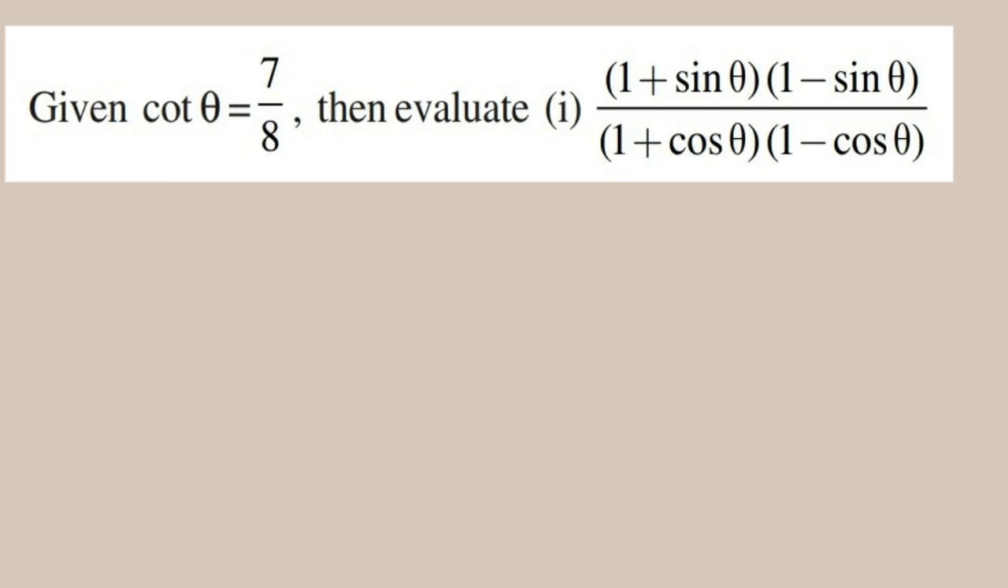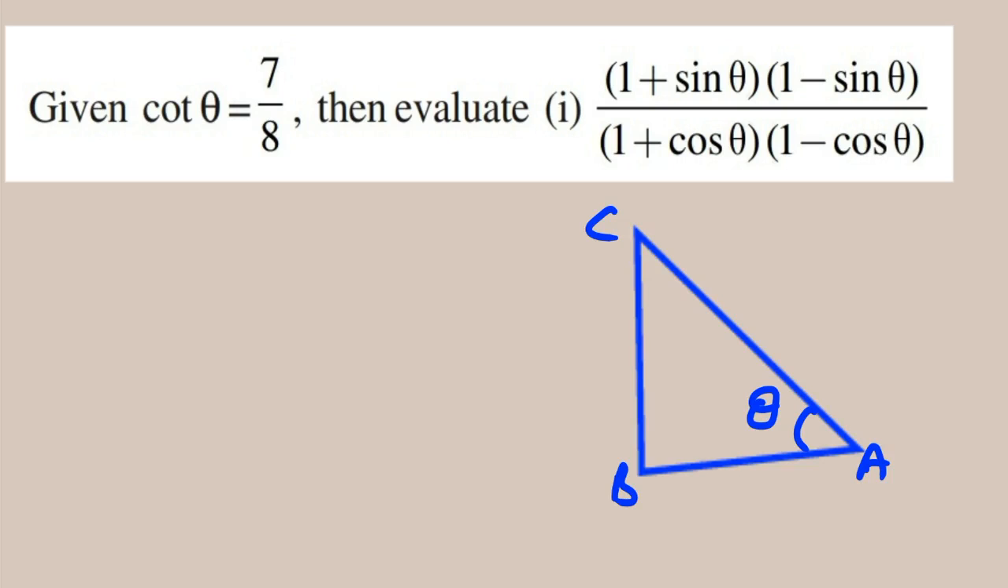Look at here is a problem. Given cot theta is equal to 7 by 8, then evaluate (1 plus sin theta)(1 minus sin theta) by (1 plus cos theta)(1 minus cos theta). So this thing we have to find. Here cot theta value we all know, but what is sin theta and what is cos theta? If we find those two ratios, we can substitute the values in the given expression and find that value. So for that, first I'll draw a right angle triangle, then I come back.